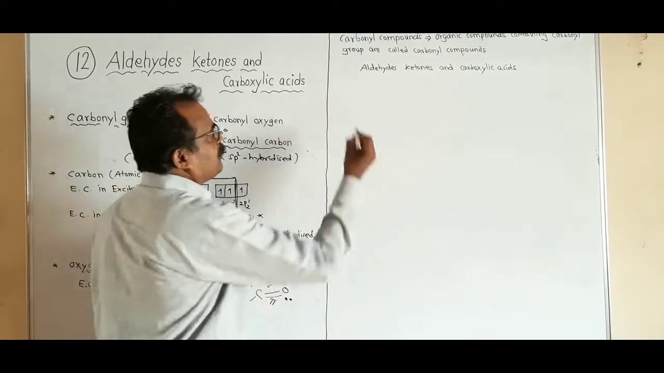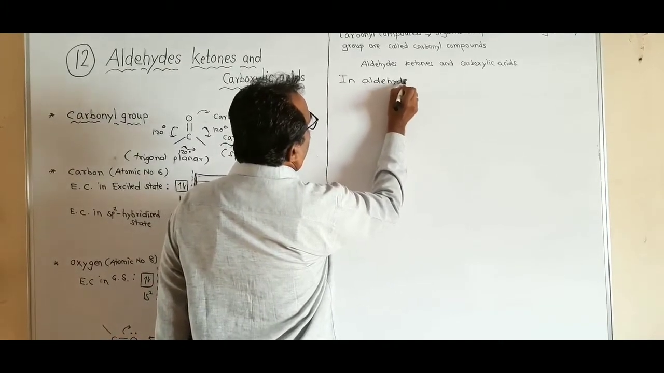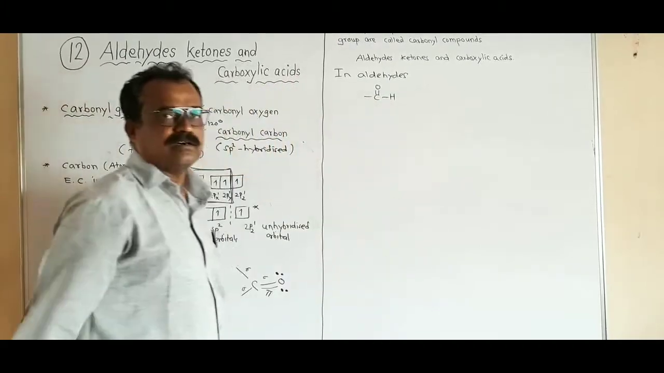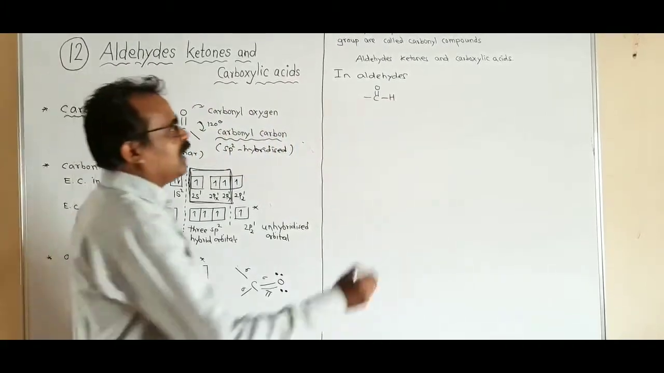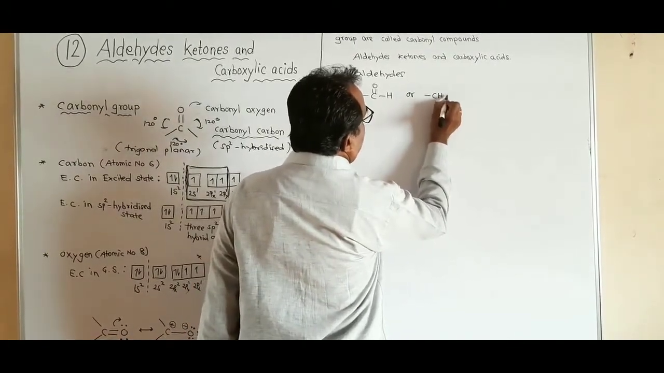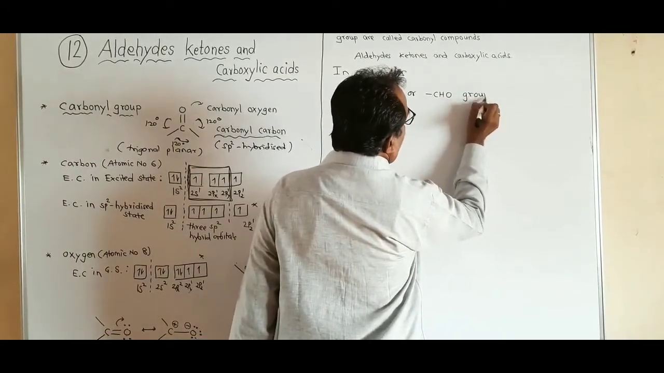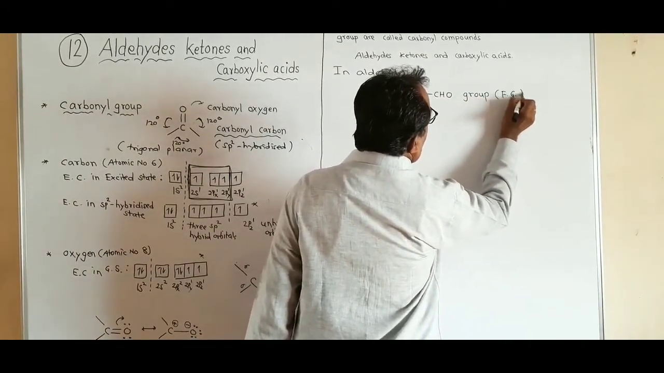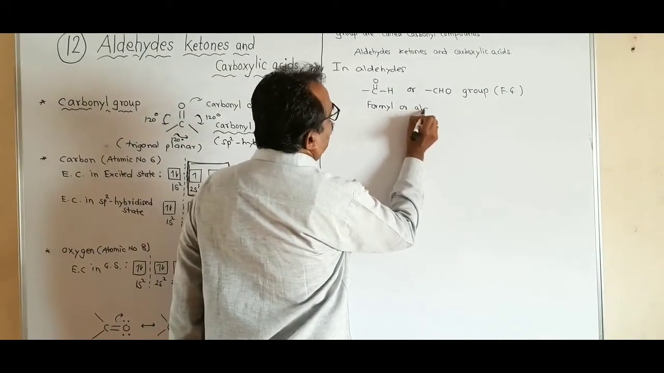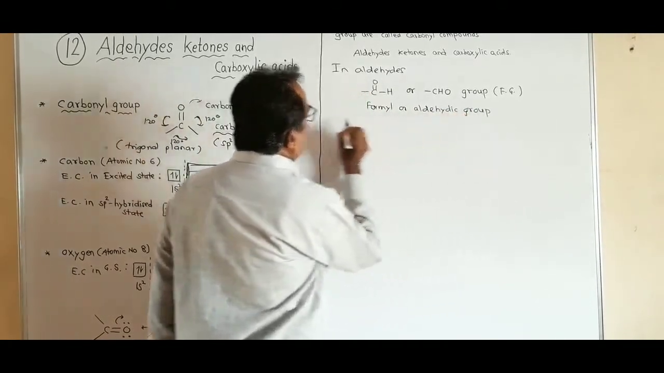In aldehydes, the carbonyl group is attached to at least one hydrogen atom, and therefore aldehydes contain the C=O with H group, or in condensed form the CHO group, as a functional group called the formyl or aldehydic group.